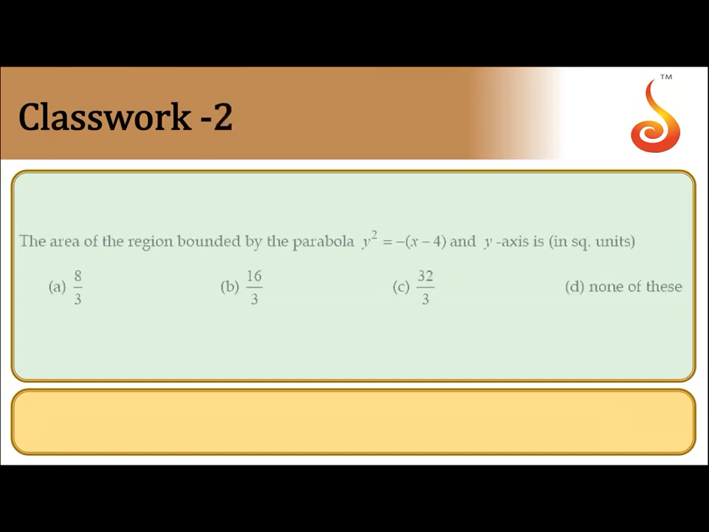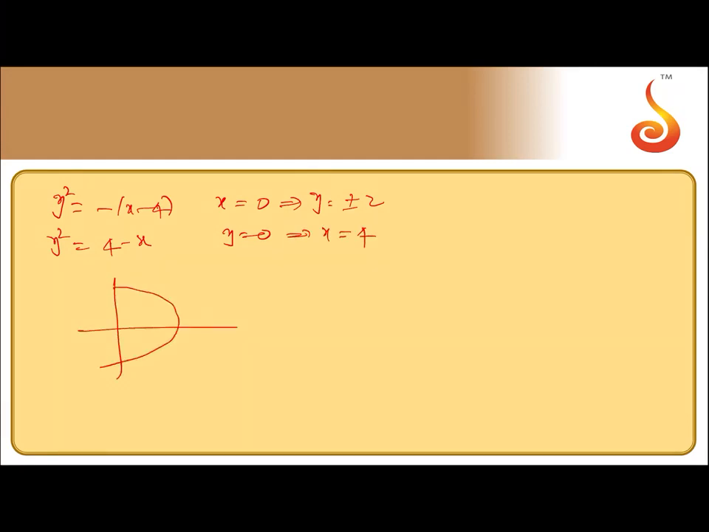Coming to the second one, area of the region bounded by the parabola y square is equal to minus of (x minus 4), and the y-axis. So y square is equal to minus of (x minus 4), y square is equal to 4 minus x. Clearly, x equals 0, y is equal to plus or minus 2, and y is equal to 0, x is equal to 4. And this is the parabola, it looks like this.